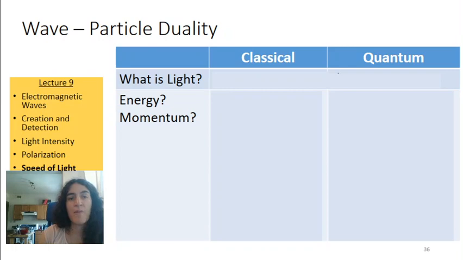Right, so wave-particle duality. I have the columns here representing the classical description of what a wave is, and then the quantum description. Our classical idea of a wave is that it is an electromagnetic wave, like we've been discussing. The quantum picture is that light is a photon.